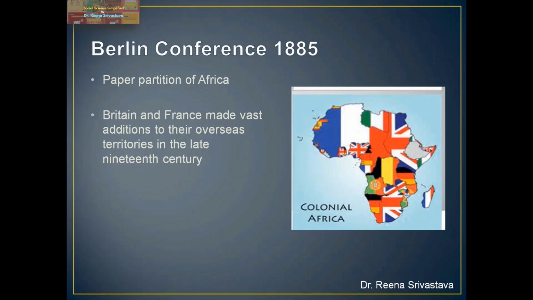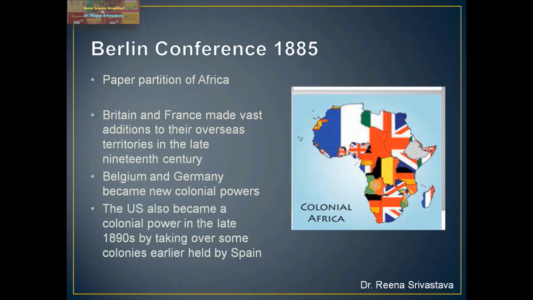And the outcome of this conference was Britain and France made vast additions to their overseas territories. That means they emerged as vast colonial powers. Even Belgium and Germany also became new colonial powers. And USA also became a colonial power by taking over some of the colonies of Spain.